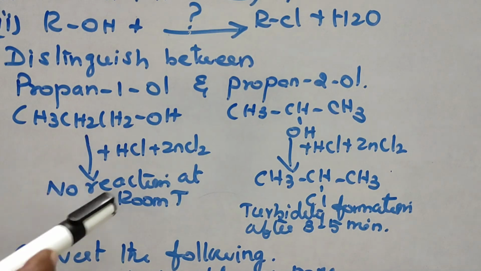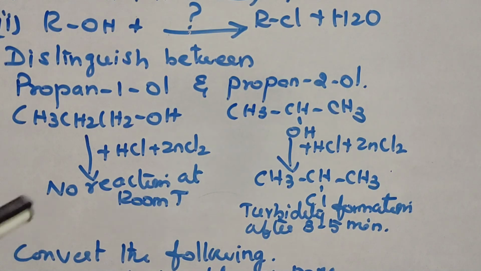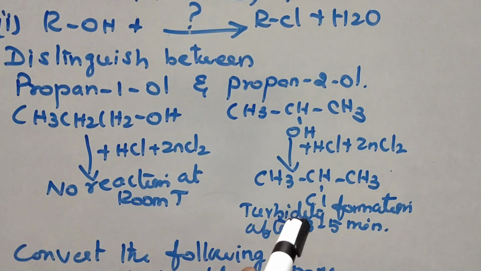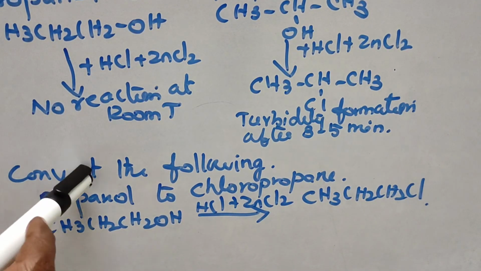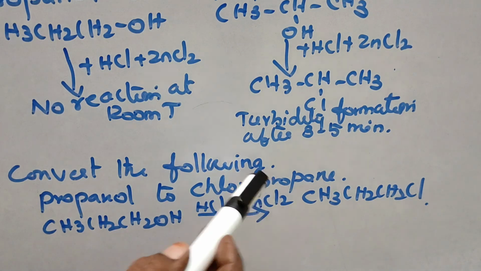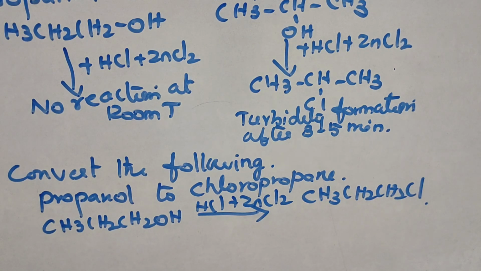1 degree alcohol means when we add Lucas reagent, no reaction will take place at room temperature. We have to increase the temperature, then only will the reaction be possible. With 2 degree alcohol, turbidity will be formed, that means the product will be formed after 3 to 5 minutes. The next type of question possible: convert the following, one substance to another. Propanol to chloropropane. Here we can use Lucas reagent, HCl plus ZnCl2, and you will get chloropropane. In this way, questions may be asked based on Lucas reagent.